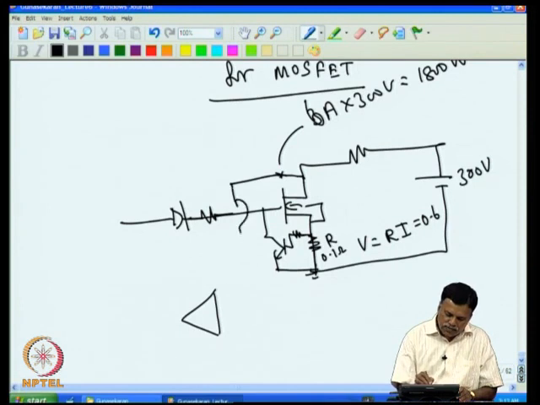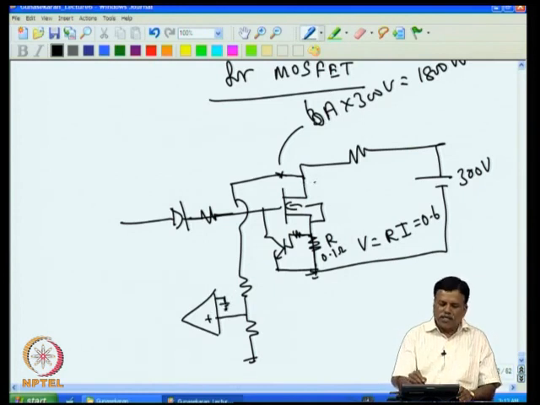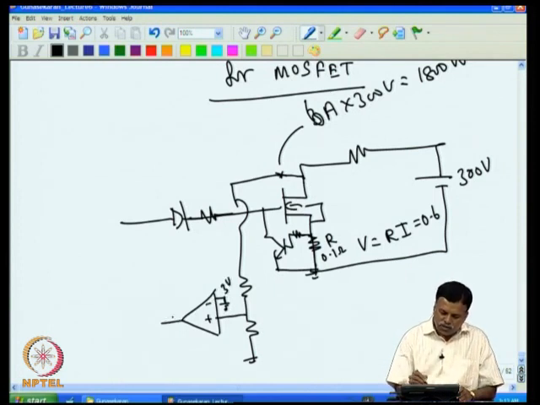voltage. I can sense this by having a divider and see what the voltage is, whether it is high compared to my reference. I put the reference here. For example, normally this will not be more than 3 volts, so I keep 3 volt here. So if the voltage goes more than 3, the output will go high.